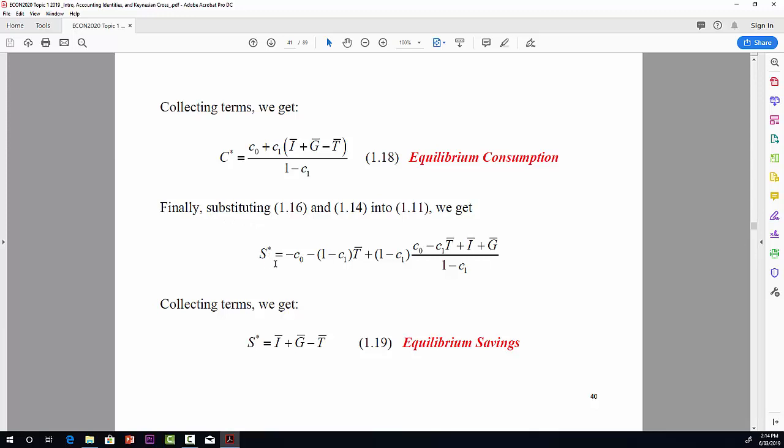And now we can also get savings. We had our savings function: S is equal to minus C0 plus 1 minus C1 T bar plus 1 minus C1 times Y. Well, now in equilibrium, S star is equal to this times Y star, which we've already solved. So plugging that in there and then collecting terms, after a little bit of mathematical magic, we get this expression. Equilibrium savings is equal to planned investment plus government expenditure minus taxes.